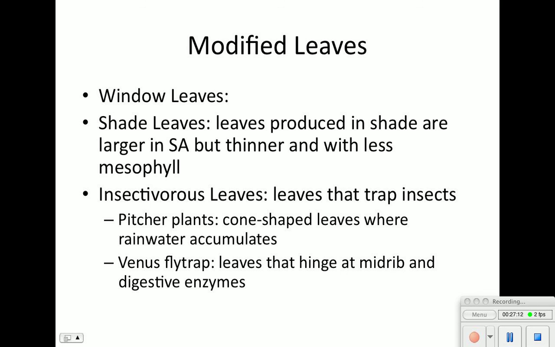And then obviously we have some leaves that can trap insects, so insectivorous leaves. Pitcher plants, where their leaf is literally cone-shaped, and then they have their digestive enzymes underneath it, or maybe rainwater will accumulate there, and when the insect comes in, it falls in, it drowns, and then boom, it gets nitrogen. Venus flytrap also hits a sensor.